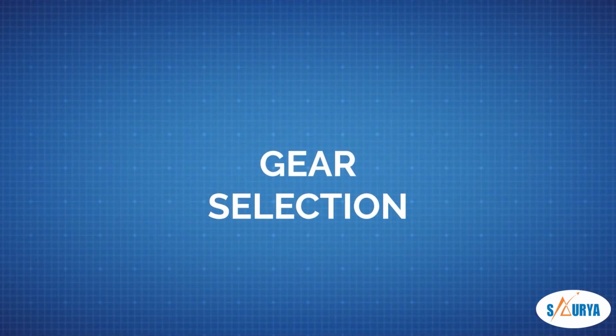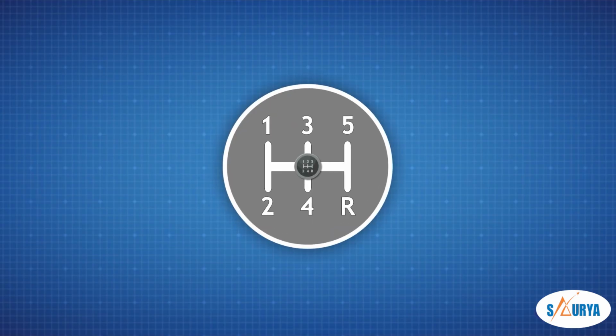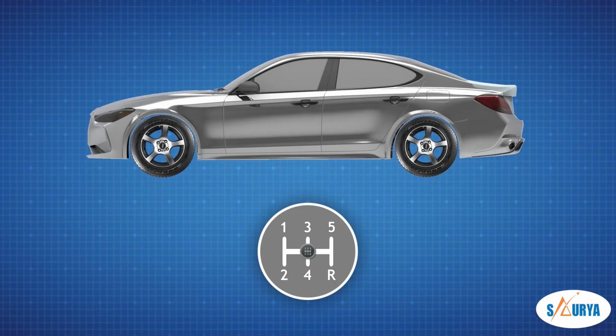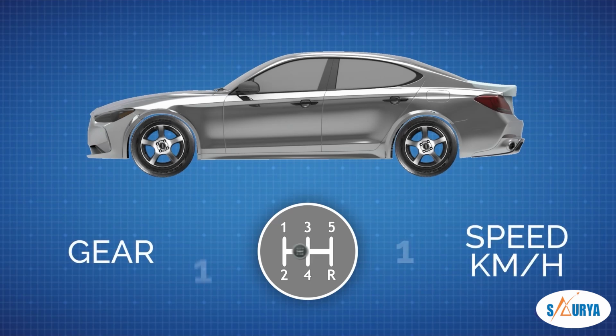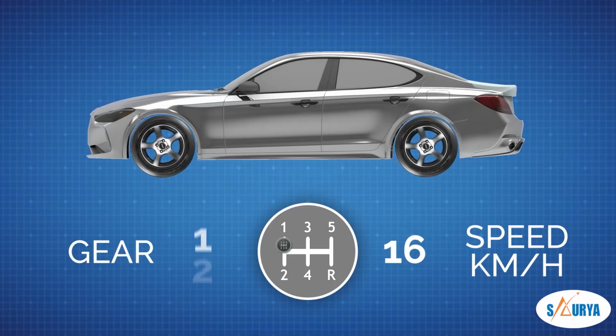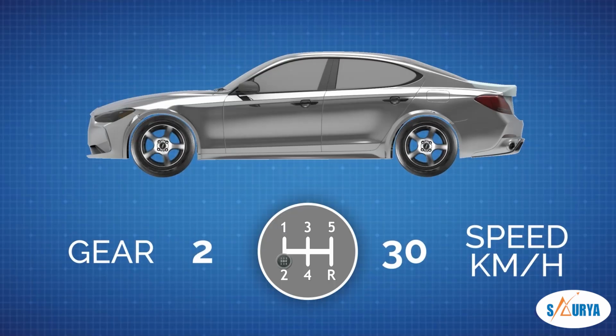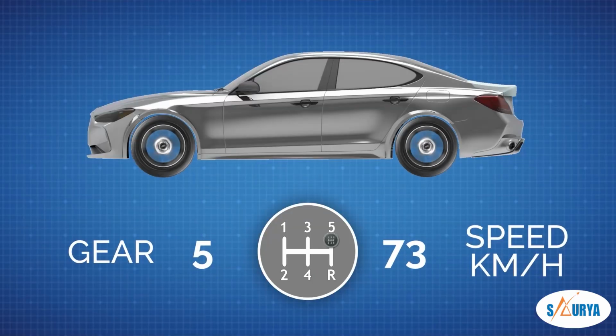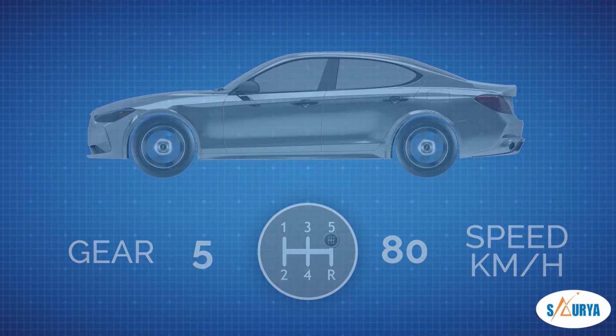Gear selection. The selection of gear depends upon the speed at which the vehicle is to be driven. For example, the speed and appropriate gear selection of a vehicle is given below. Gear selection, speed in kilometers per hour: first gear 15, second gear 30, third gear 45, fourth gear 65, fifth gear or top gear 80.